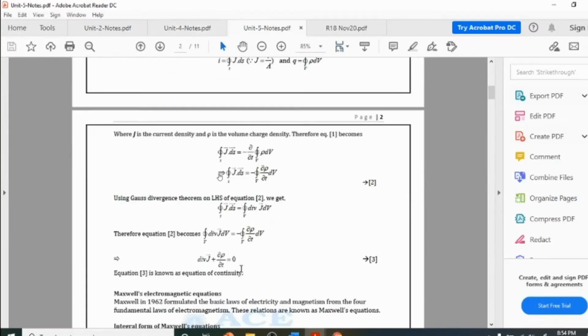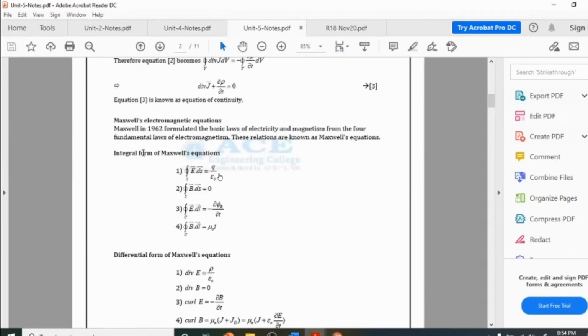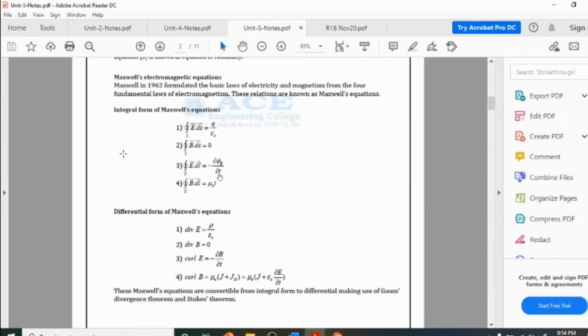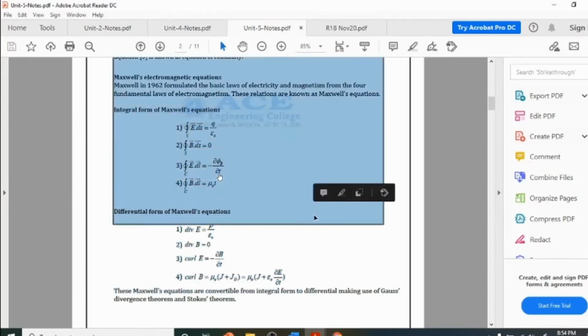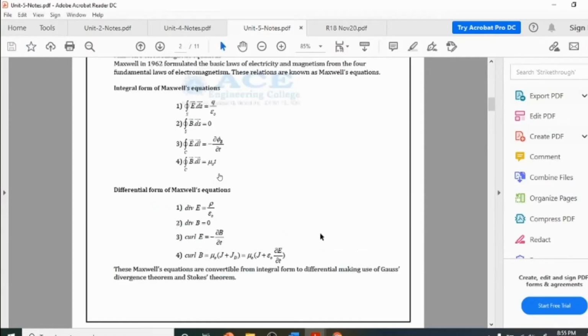That's it. But most important part of this particular unit is about Maxwell's electromagnetic equations. Remember these equations, they are not tough, they are very easy. So you can write them down if you are asked to write. He will be asking both forms, integral form, that is here, and also the differential form, right? Remember these equations. These equations are quite easy to do.